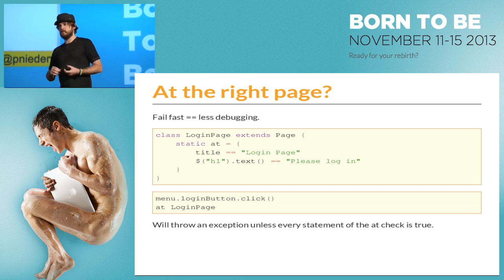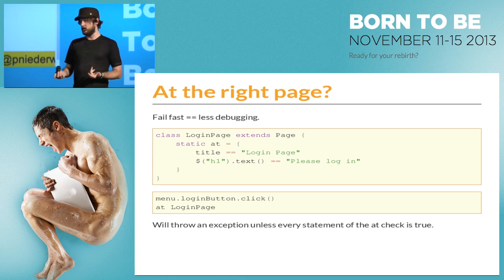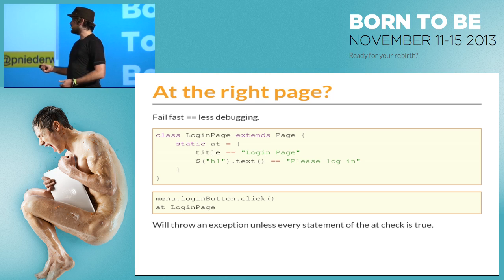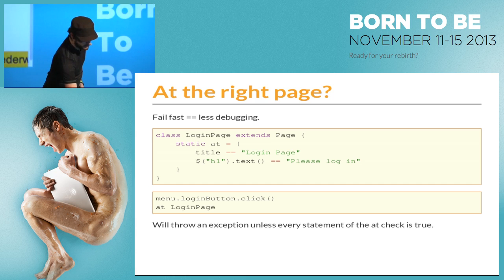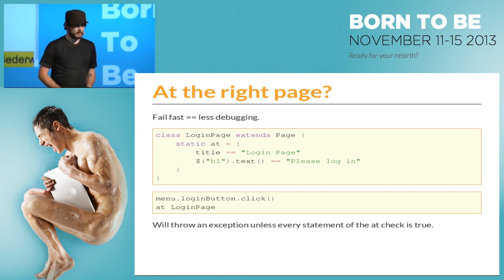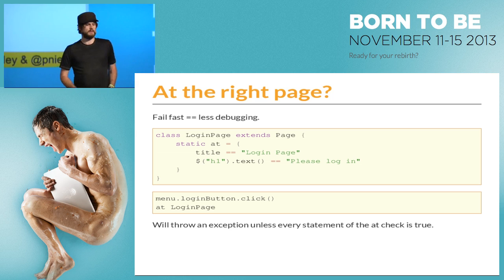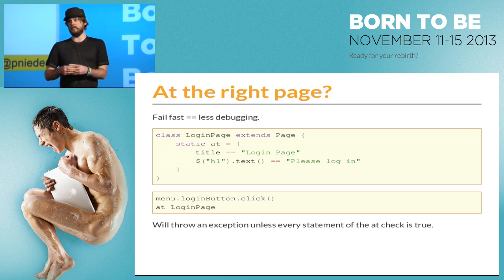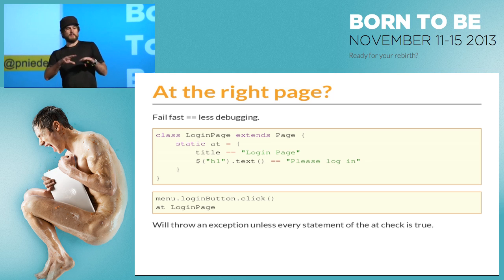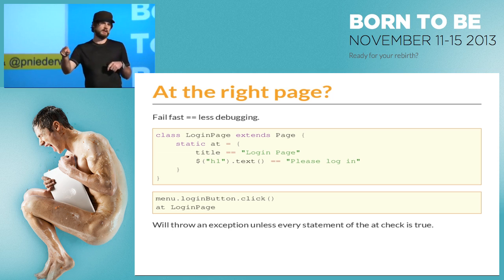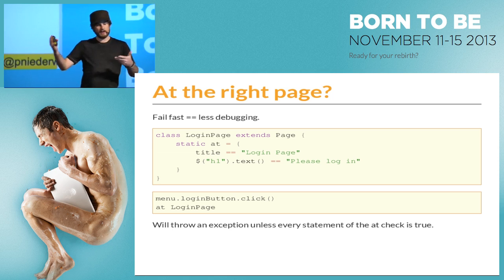For any particular page, I can define a Groovy closure, similar to a lambda or function. Here, this at closure is just a series of assertions that must return a true value for Geb to consider it being at this page. So after I perform some action, in this case on the menu we're finding the login button and clicking it, we're saying, did we get to the login page after this? And that means, is the title login page?